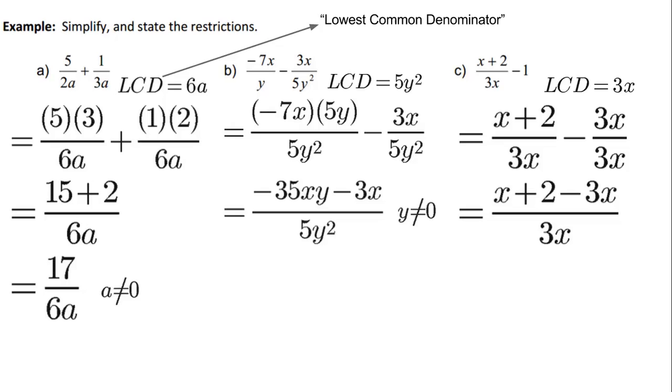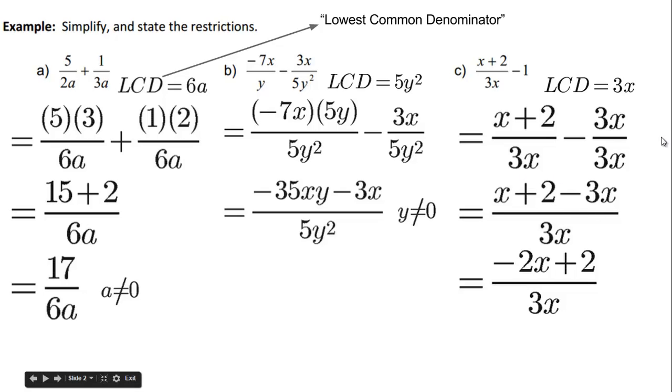Numerator is x plus 2 minus 3x. You combine like terms, we get negative 2x plus 2. And again, just like in the last one, we don't have to factor out the 2 because it's not going to cancel out. And so we just say x cannot equal 0, and that's our restriction from the bottom.